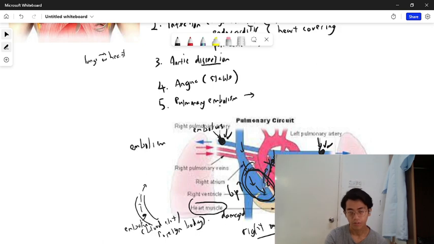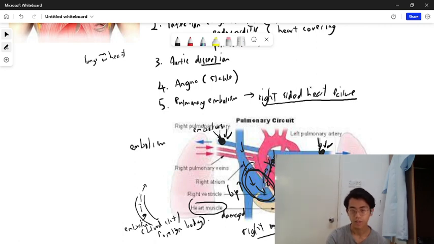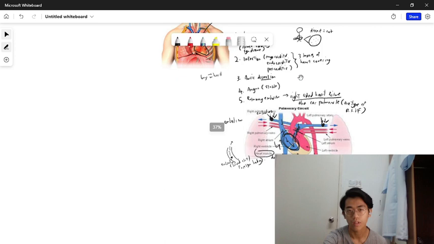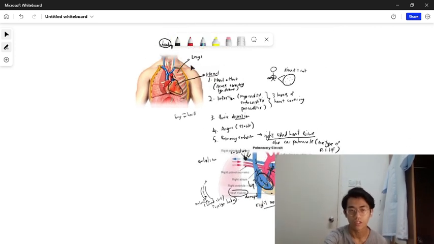So this pulmonary embolism can cause right-sided heart failure. Right? But take note, there is another name. If the right-sided heart failure is caused by something in the lungs, it can also be known as cor pulmonale. Cor pulmonale. It is one type of right-sided heart failure. Alright, now we got all our heart causes of chest pain.